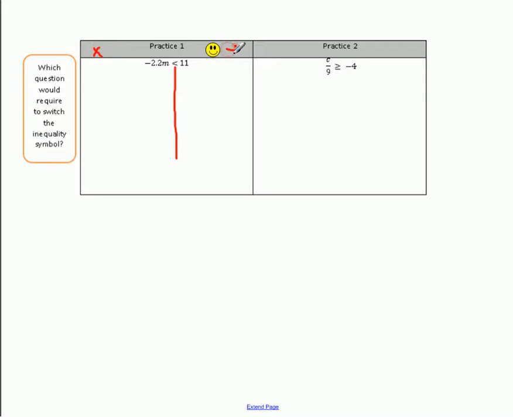I'm going to have to divide. I'm going to have to divide both sides by what? What number do I want to get rid of? I want to get rid of negative 2.2, or 2 2/10. So that is the number I'm writing on both sides.